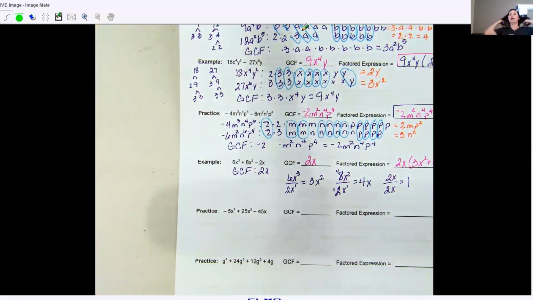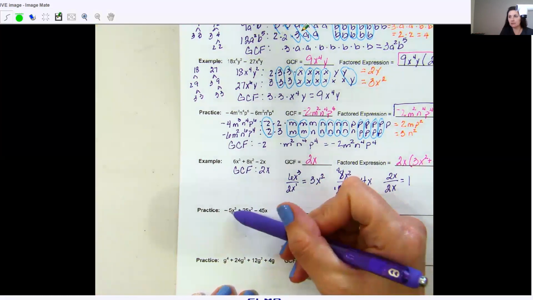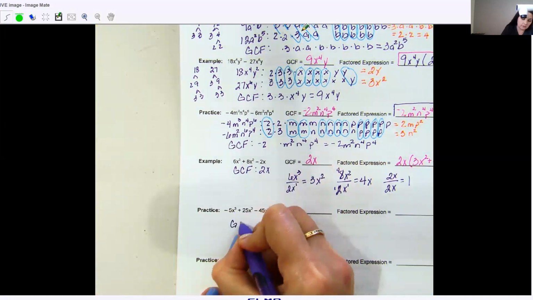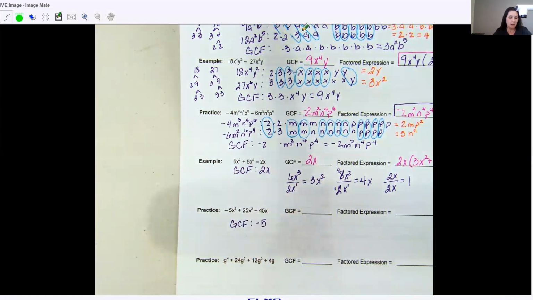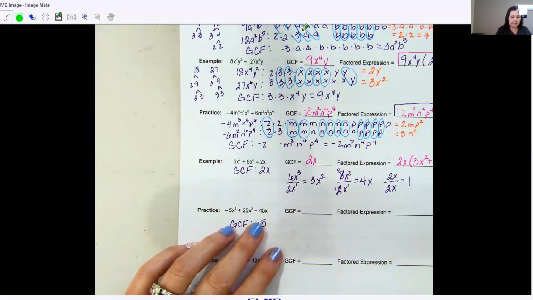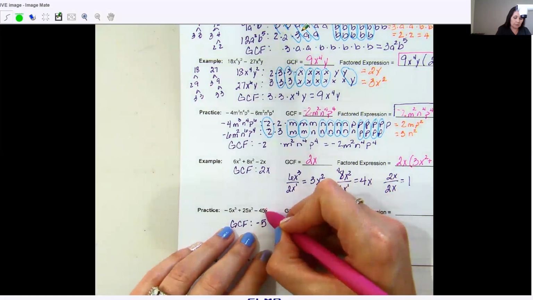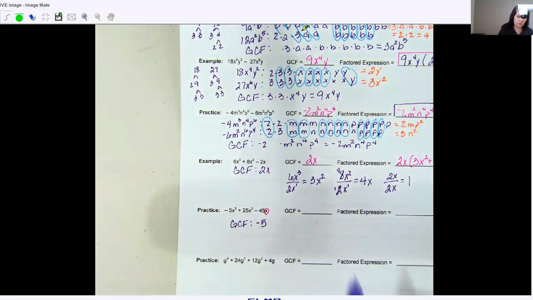So I have a trinomial and I have 5, 25, and 45. What is the greatest common factor in these three terms? Well, it's 5. And remember, since the first term is negative, I'm going to pull out a negative. So -5 would be the coefficient. And then I look at my variables, they're all x's, and my smallest degree would be just this one. So the GCF for this is going to be -5x.